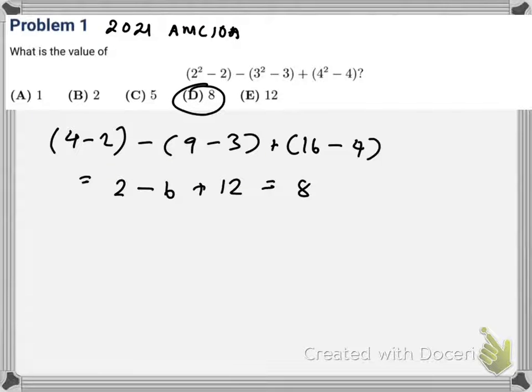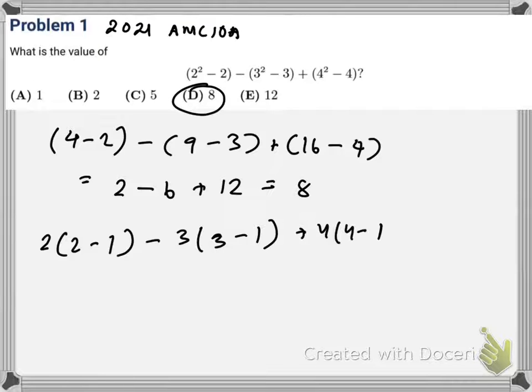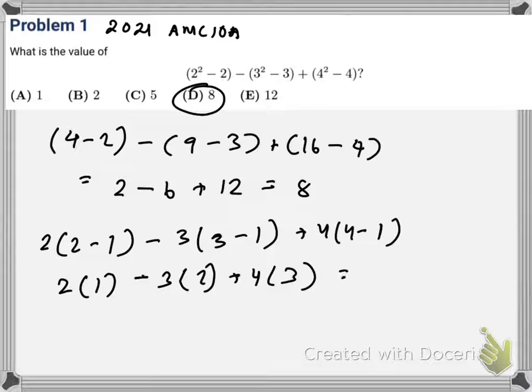If I were to have bigger numbers, bigger squares, and I did not want to expand it all out like this, I might factor that into 2 times 2 minus 1 minus 3 times 3 minus 1 plus 4 times 4 minus 1. And so that would just give me 2 times 1 minus 3 times 2 plus 4 times 3, which is also 8.